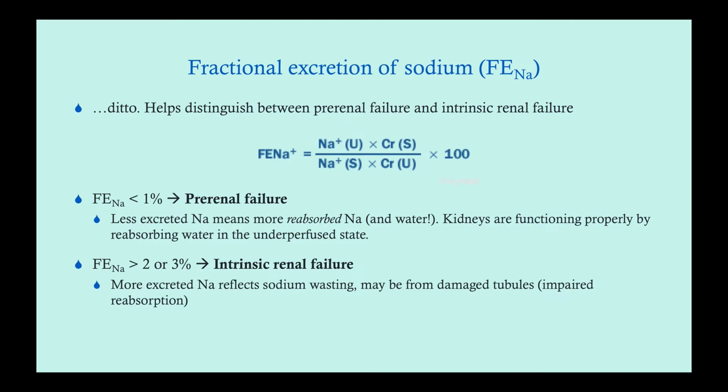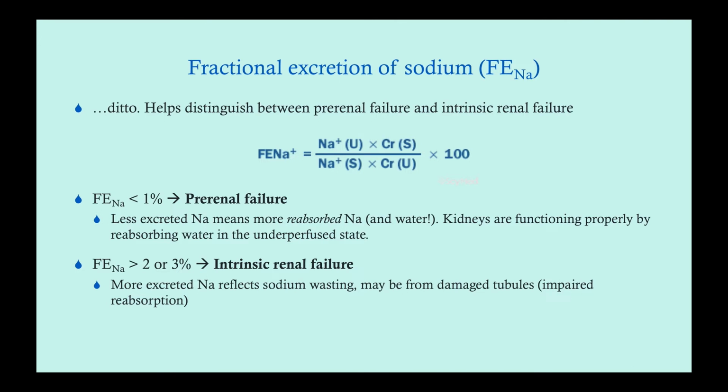Now, the cutoff for intrinsic renal failure is, they disagree, 2 to 3%. I imagine the USMLE, if they give you a fractional excretion of sodium, they want you to link to an intrinsic renal failure case. It'll be high. It'll be like 3.8 or something like that. So if you have a high fractional excretion of sodium, what that's telling you is that you're wasting sodium. You're not reabsorbing the sodium you need to reabsorb. And so if you're wasting sodium, then your fractional excretion of sodium is going to be high.